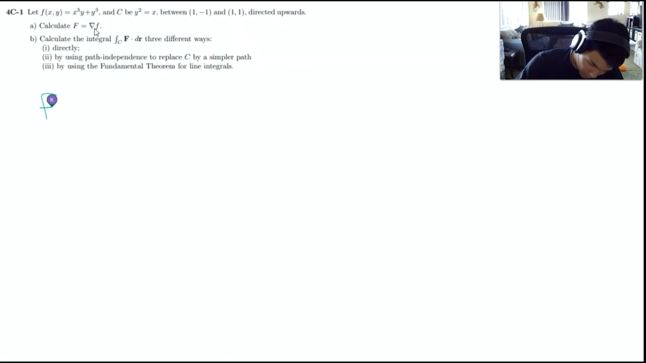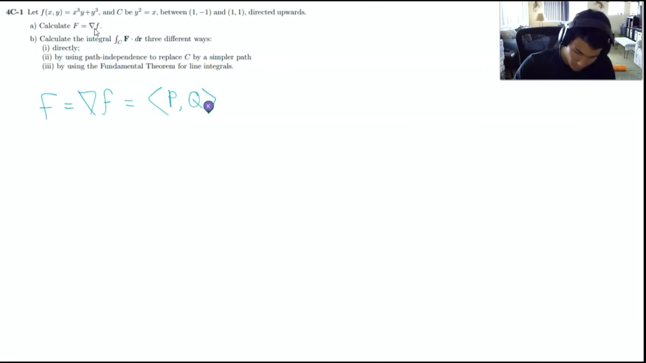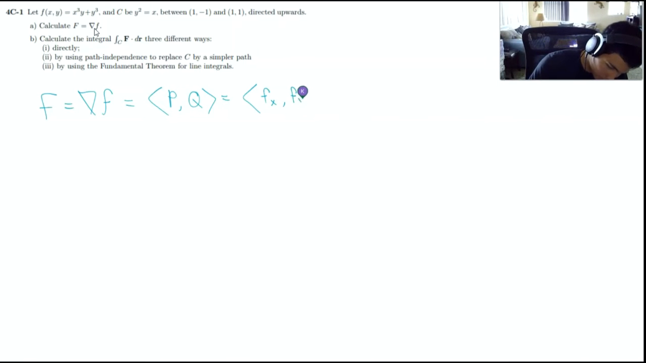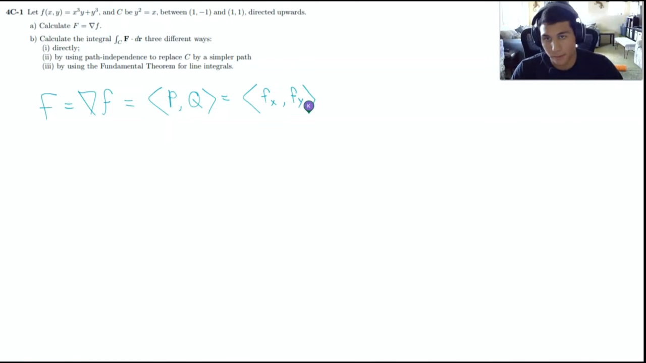So F is equal to del f, and we say that F is equal to P, Q. I usually write it as P, Q, and then that del F has to be equal to the partial of F with respect to x, and the partial of F with respect to y. So that's the two facts. We just need to show that using this.